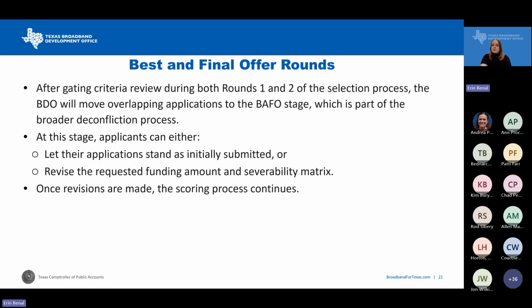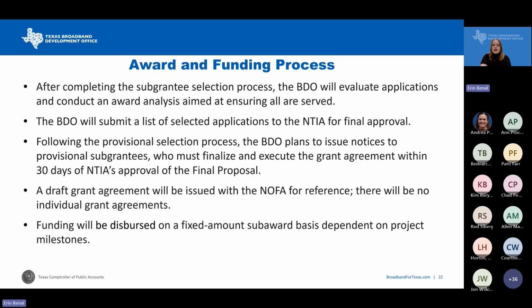Applicants can choose to let their application stand as initially submitted, or revise the requested funding amount and severability matrix. The BAFO round will enable applicants to make their application the most competitive offer ahead of the deconfliction process. After the subgrantee selection process, the BDO will conduct an analysis with the goal of ensuring all locations are served. The final list of selected applications will be submitted to NTIA for final approval as part of the final proposal.